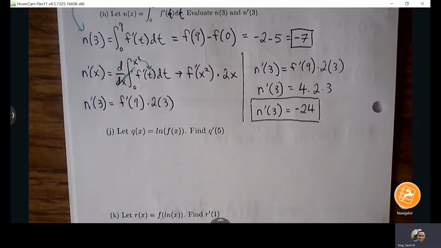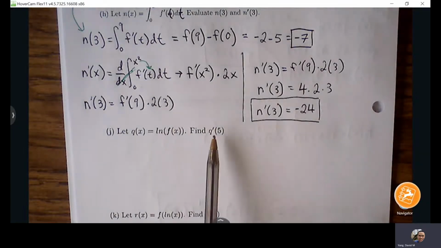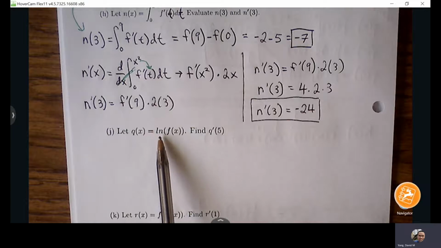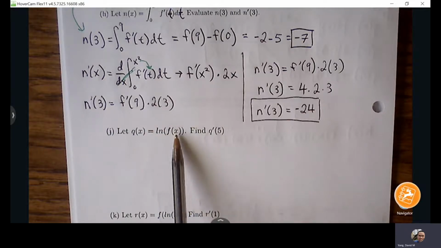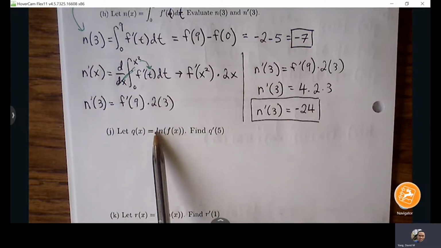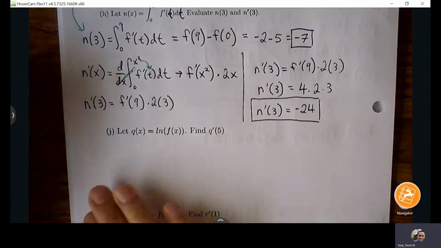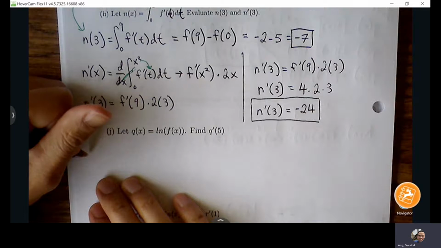Okay, part J. Let q of x equal the natural log of f of x. Find q prime of x. Sorry, find q prime of 5. Before we can find q prime of 5, we're going to find the derivative. So here, there's a little bit of chain rule. There's an outside and inside function. We've got to take natural log's derivative, and then we can involve the inside. So a little bit of chain rule here.